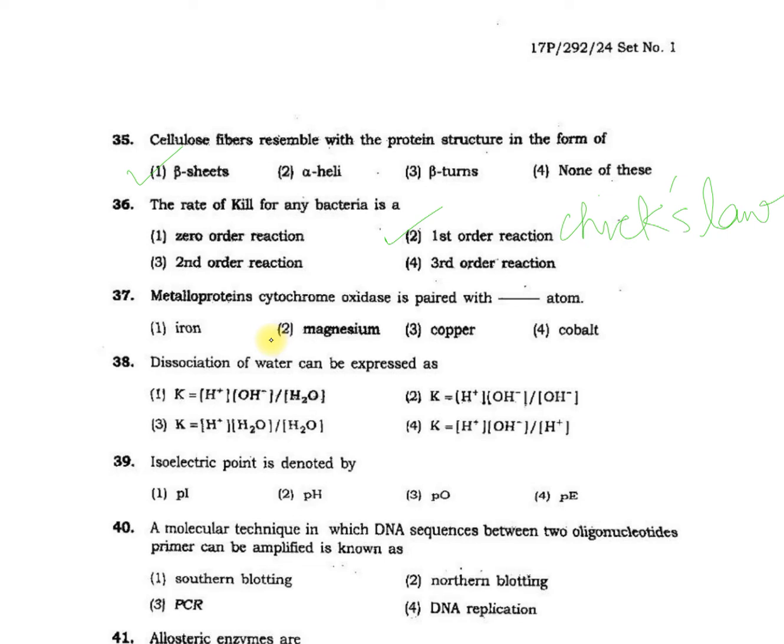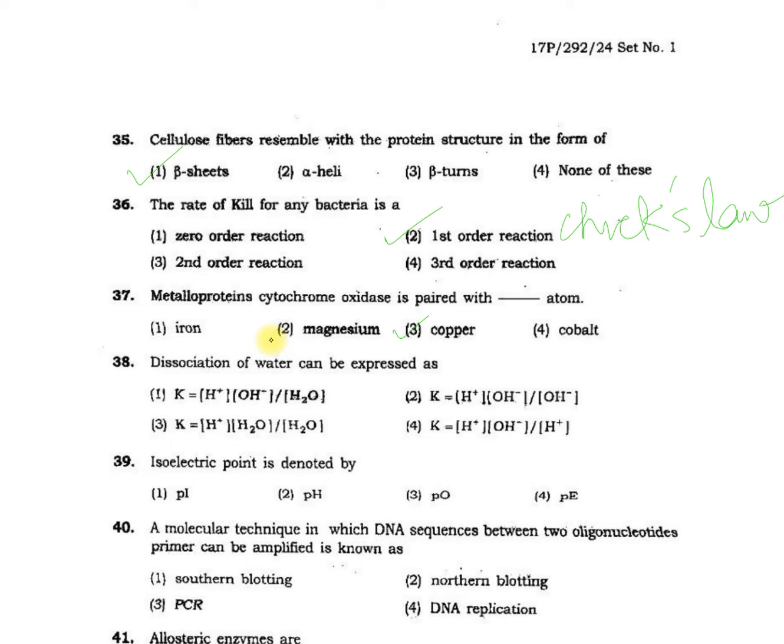Question number 37. Metalloprotein cytochrome oxidase is paired with dash atom. You have to tell which metal is present. 1 is iron, 2 is magnesium, 3 copper, and the fourth one is cobalt. So here the correct one is copper.